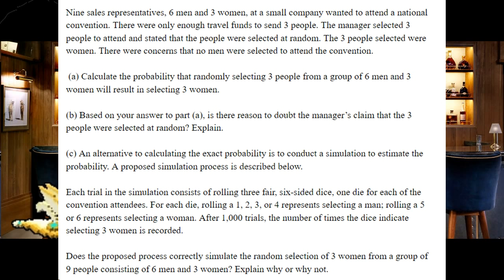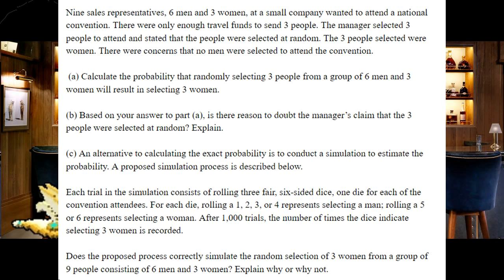So basically, there are 9 sales representatives, 6 of which are men and 3 of which are women, and they work at a small company. They wanted to attend a national convention. There were only enough travel funds to send 3 people. The manager selected 3 people to attend and stated that the people were selected at random. The 3 people selected were women. There were concerns that no men were selected to attend the convention.